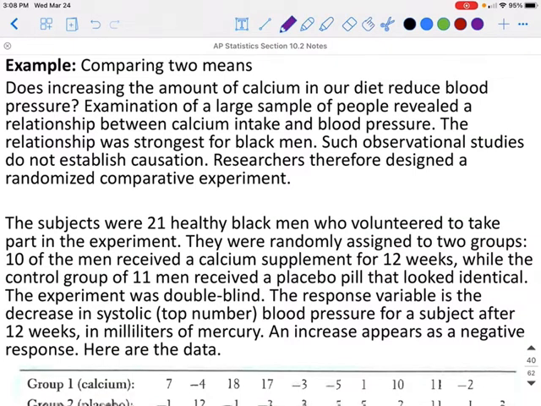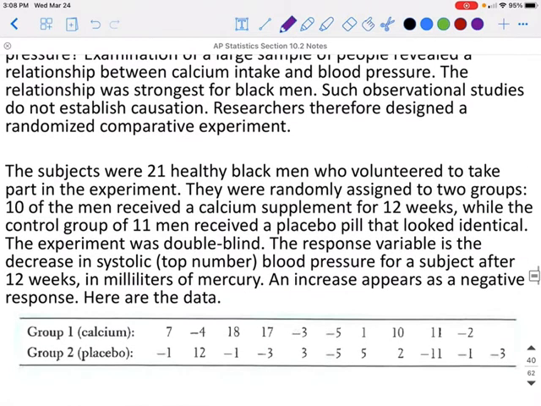Does increasing the amount of calcium in our diet reduce blood pressure? Examination of a large sample of people revealed a relationship between calcium intake and blood pressure. The relationship was strongest for Black men. Such observational studies do not establish causation. Researchers therefore designed a randomized comparative experiment.